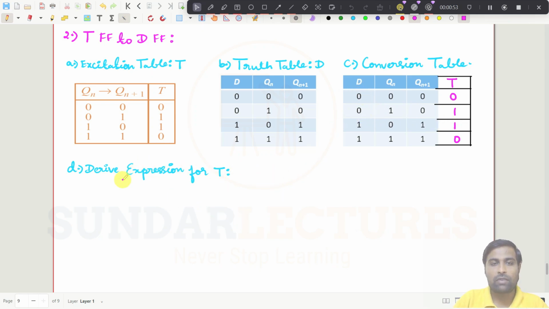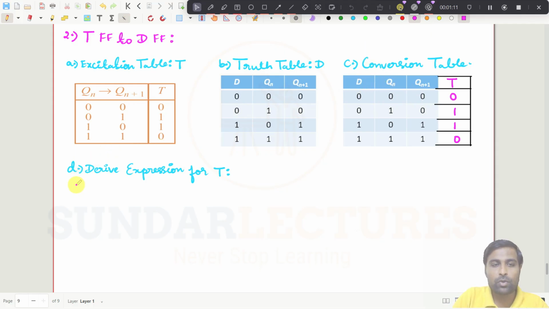So we have just derived the T input with respect to D. Anyhow, what we need to do now? We need to draw the Karnaugh map for D and then QN. Since it is a two variable input, you can write directly, right? Because if it is 0 0, it is 0, 0 1 it is 1, 1 0 it is 1, 1 1 it is 0. What is this one now? It is actually the XOR of these two things.